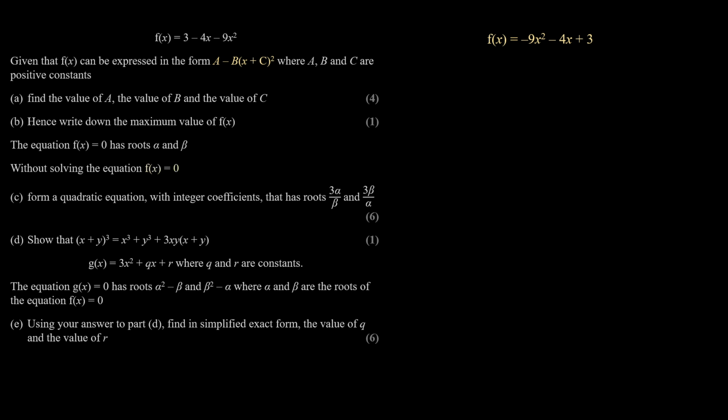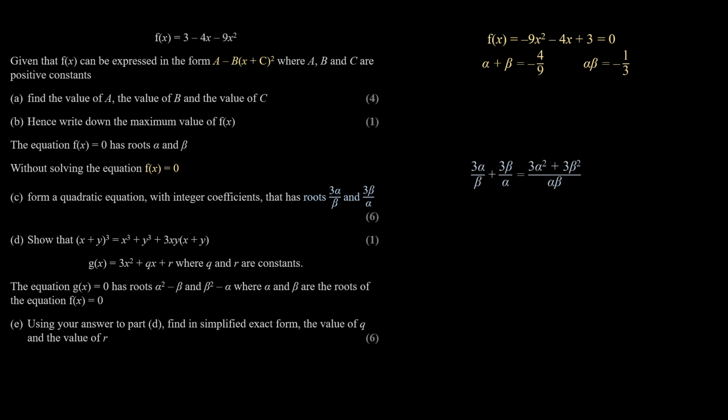Given that f of x equals 0, we form a quadratic equation with roots 3 alpha over beta and 3 beta over alpha. Roots of f of x are alpha and beta. The sum of roots alpha plus beta is -4 over 9, and the product of roots, alpha beta, is -1 over 3. To determine the quadratic equation with new roots, we calculate the sum of the two roots.